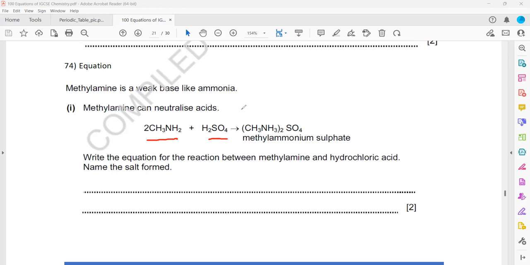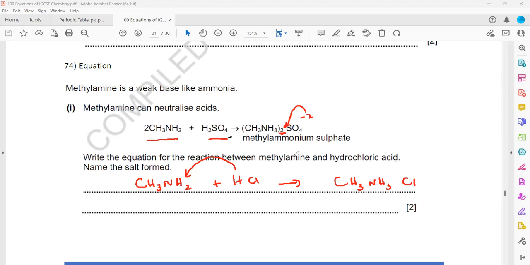Now, methylamine, CH3NH2, reacted with hydrochloric acid, HCl. So what will happen? This H will be added here, so it will form CH3NH3Cl. Why was there a 2 here? Because the valency of sulfate was -2, that's why this 2 was written here. But for chloride the valency is -1, so we don't need 2 molecules of this. So it will be CH3NH3Cl.